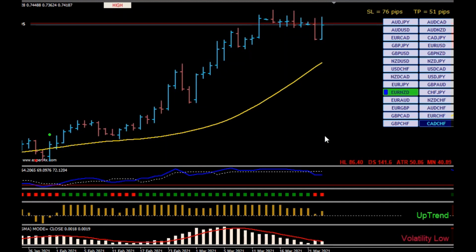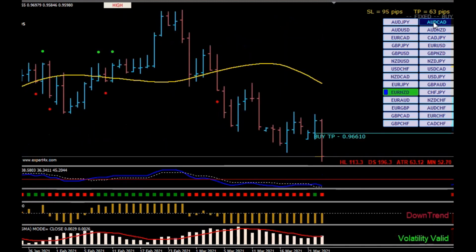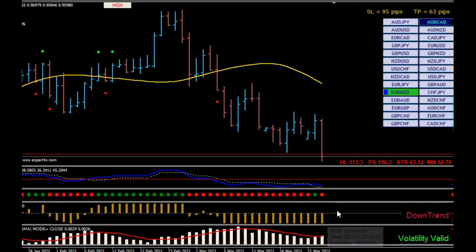So the first one is Aussie Canadian dollar. So if I bring that one up. What we have here is a fresh signal on our SSL, which is our C1. So that's really good. That's a new signal for C1. We can see that we have a downtrend in our multisync, and we have valid volatility. So everything is looking good.